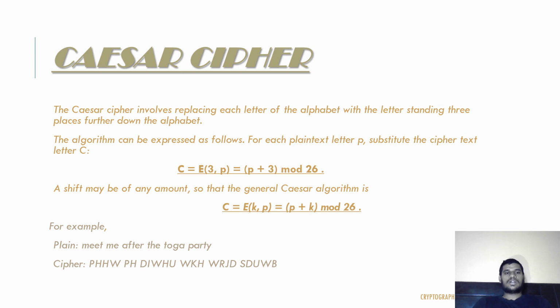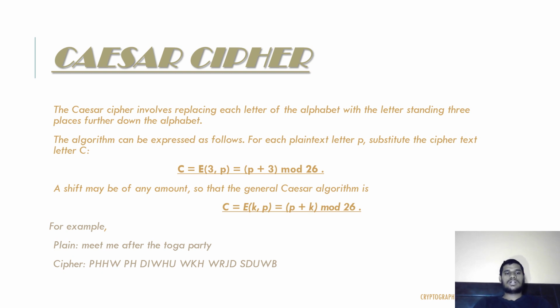Caesar cipher. The Caesar cipher involves replacing each letter of the alphabet with the letter standing three places further down the alphabet. The algorithm can be expressed as follows: for each plain text letter P, substitute the ciphertext letter C, where C = E(3, P) = (P + 3) mod 26. A shift may be of any amount, so the general Caesar algorithm is C = E(K, P) = (P + K) mod 26.